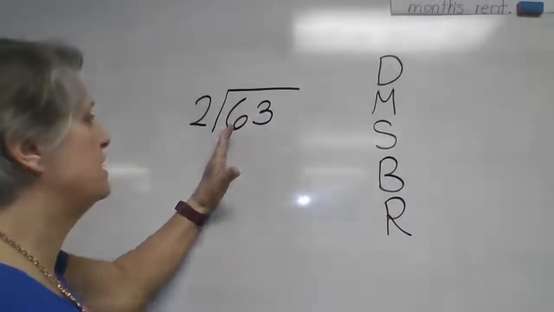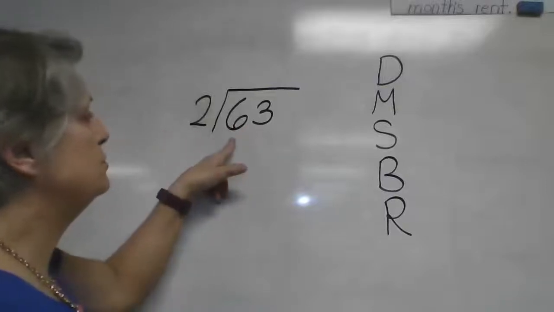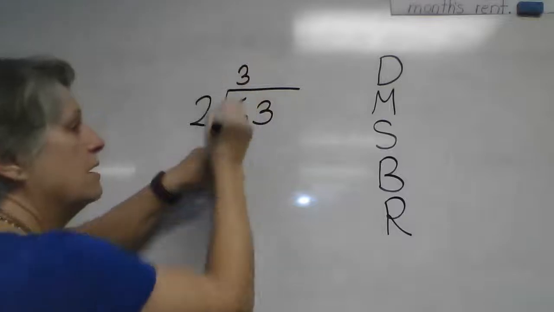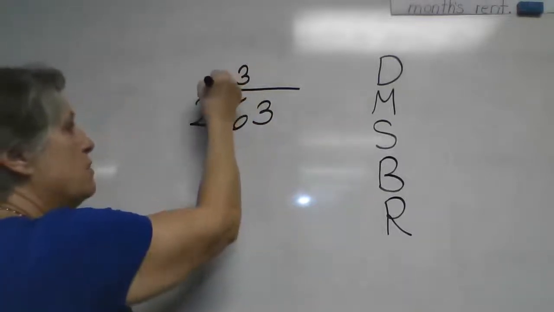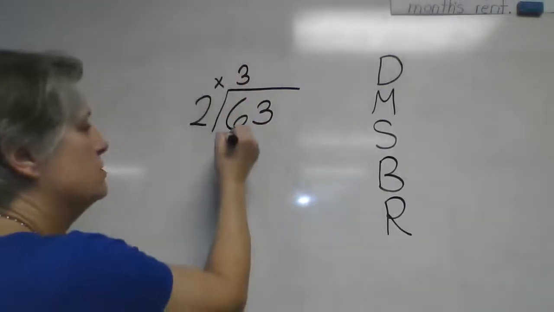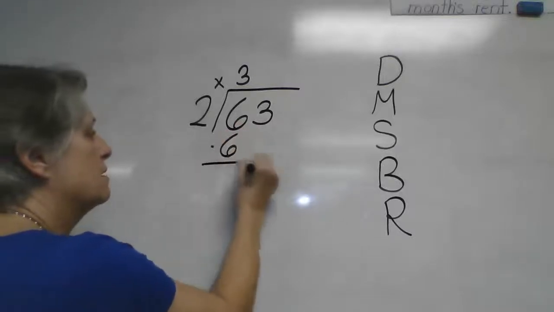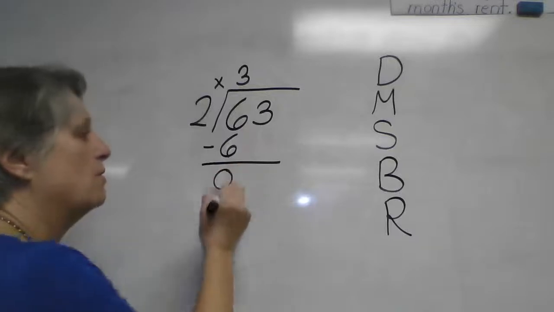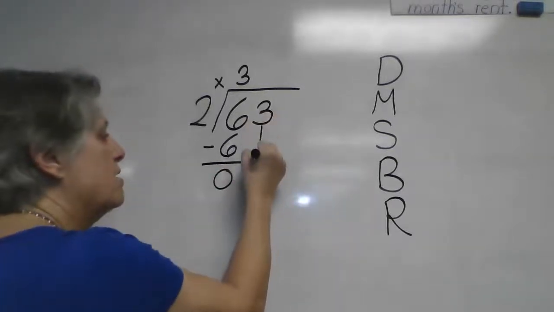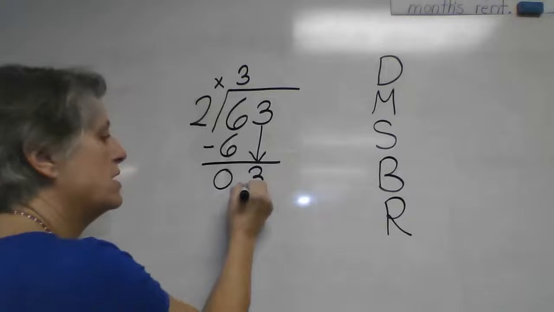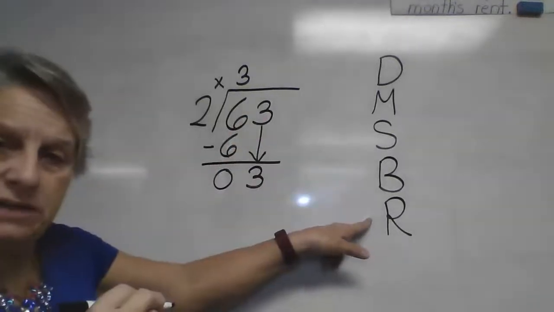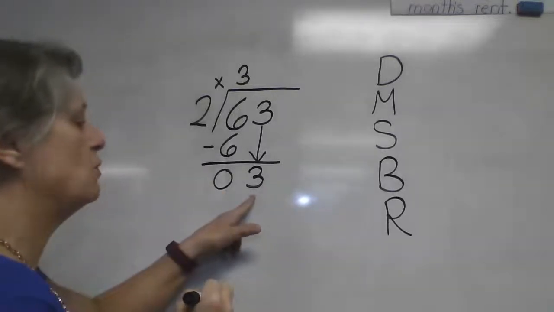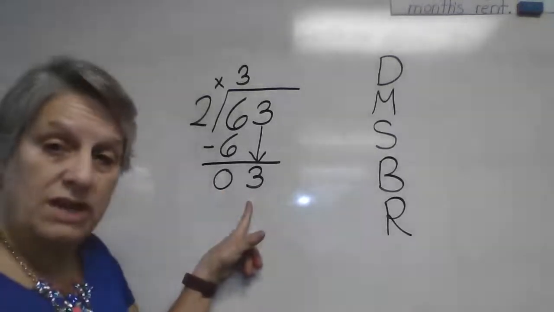So first digit is 6. How many times does 2 go into 6, or 6 divided by 2? Well, that's 3. Monkeys, which means we multiply. 2 times 3. 2 times 3 is 6. Sling, that means we subtract. 6 minus 6 is 0. Bananas, bring down. We bring down the 3. Then we repeat. That's what the randomly means, repeat. Okay, how many times does 2 go into 3? Well, it doesn't go in there evenly.